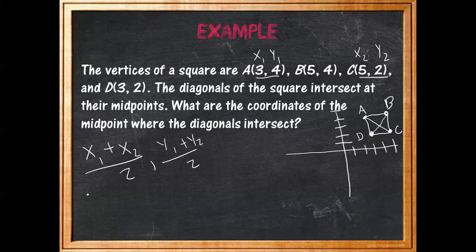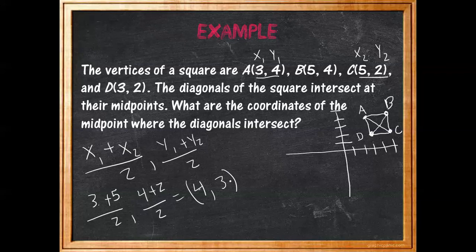So x1 plus x2 is 3 plus 5 divided by 2, and y1 plus y2 is 4 plus 2 divided by 2. 3 plus 5 is 8 over 2, and 8 divided by 2 is 4. 4 plus 2 is 6 divided by 2 is 3. So we know the midpoint of line AC is 4, 3.